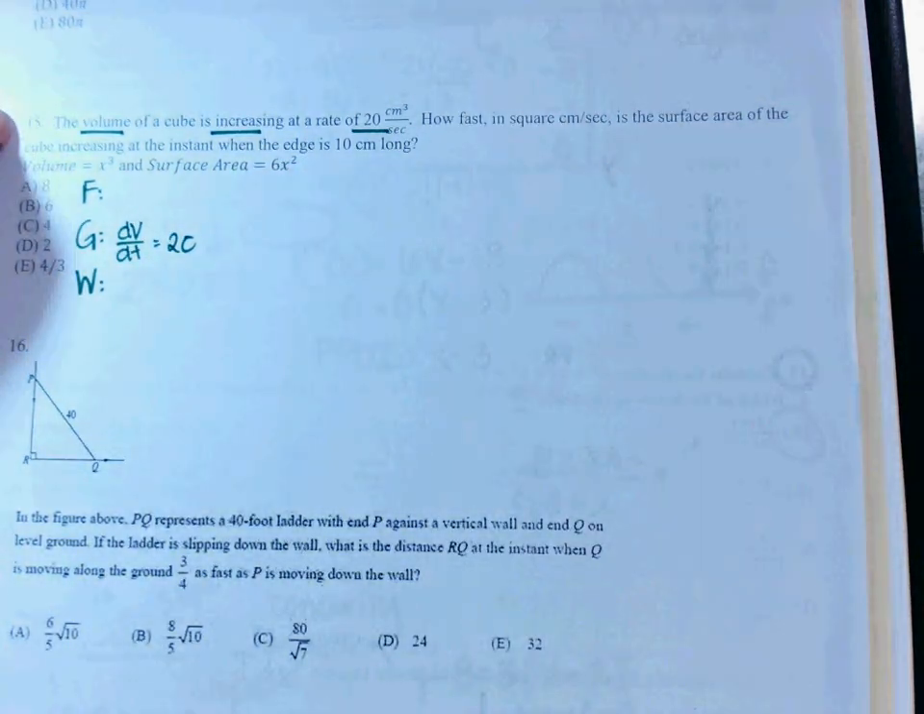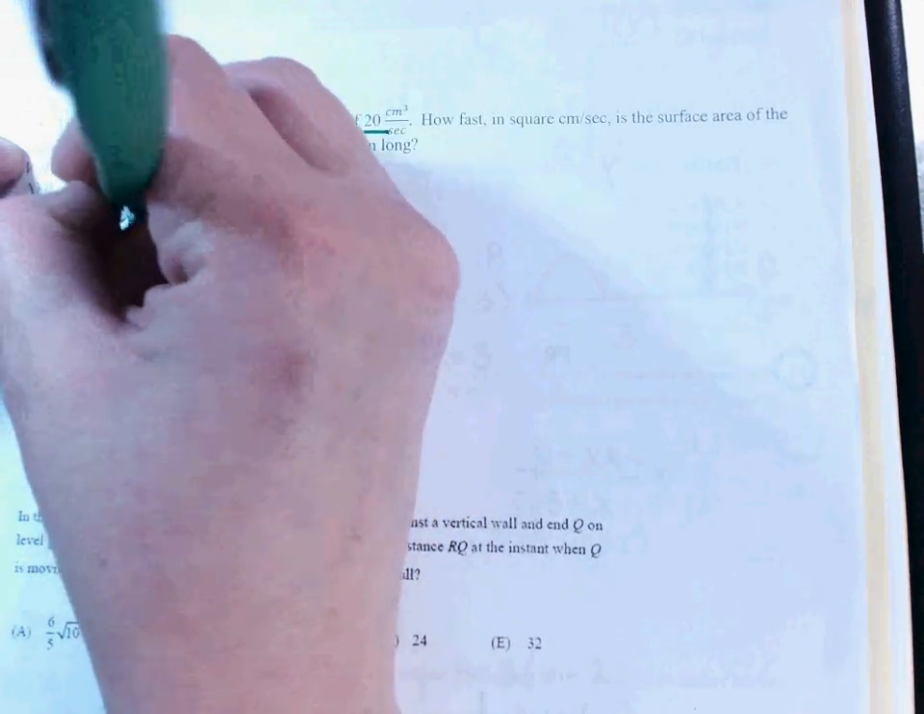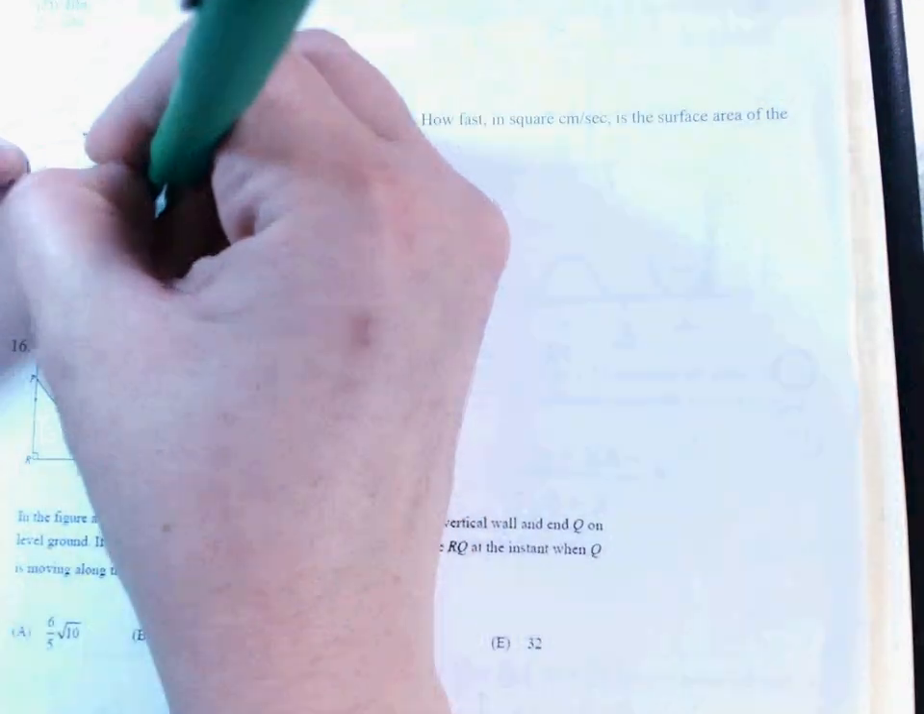How fast is the surface area increasing? What would I put for that? That's my find. Now, you could put ds dt. I'm going to use dA dt just because it's area. But you could use ds dt and it wouldn't really matter.